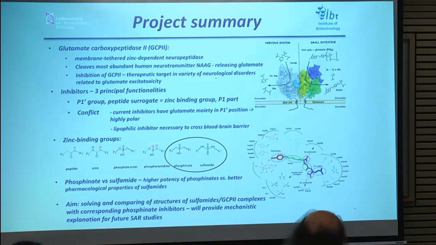So sulfamides are pretty good compared to phosphinates. Their potency is a bit worse. However, they have much better pharmacological properties. There are no structures yet, and we were surprised a few times by the binding mode of inhibitors. So right now we aim at solving crystal structures of complexes of both these inhibitors, and to use this for future structure-activity relationship studies and design of new inhibitors. Thank you.